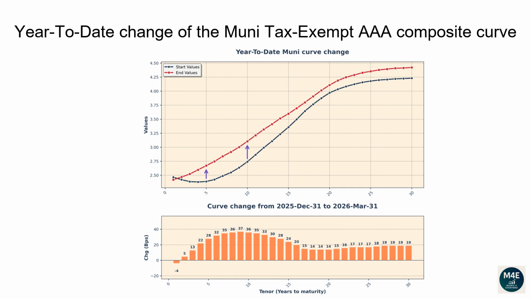The 1-year tenor changed -4 basis points. The 2-year tenor changed 5 basis points. The 5-year tenor changed 28 basis points. The 10-year tenor changed 36 basis points. The 20-year tenor changed 14 basis points. The 30-year tenor changed 19 basis points.